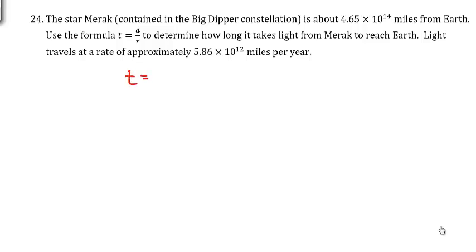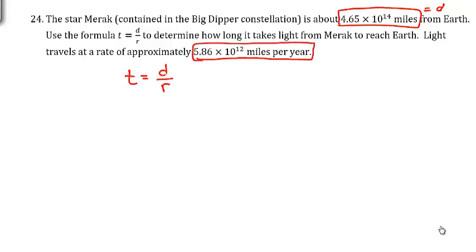So we want to calculate t, which is d divided by r, and we have the distance. This is our distance. And we also have the rate. And so we want to take the distance, which is 4.65 times 10 to the 14th, and divide that by our rate, 5.86 times 10 to the 12th.